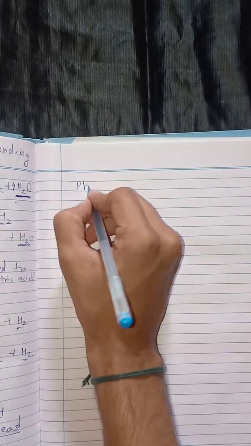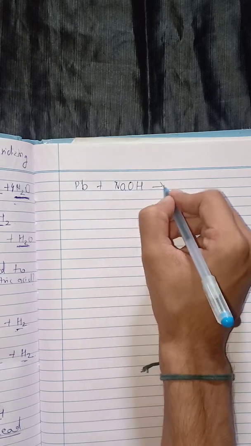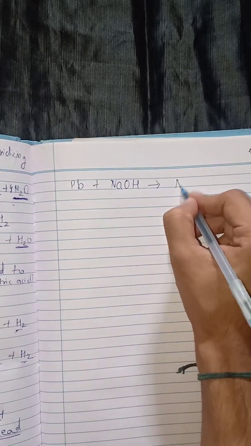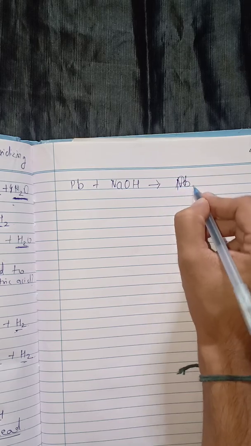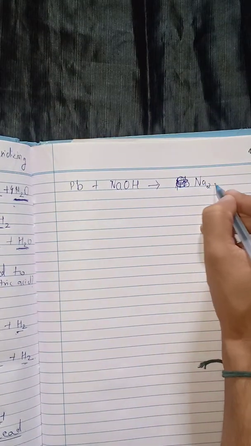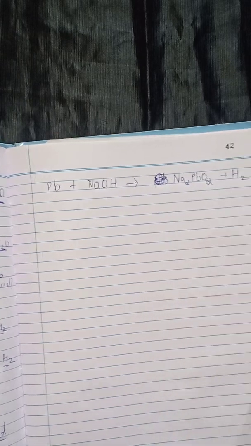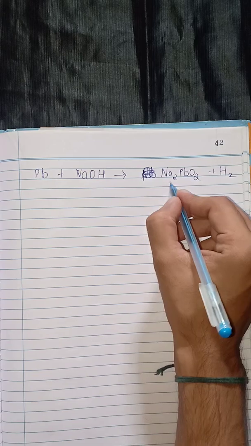Then if I am going to take lead and make it react with NaOH, it will form Na2PbO2, sodium plumbite, plus hydrogen gas will get released. Sodium plumbite.